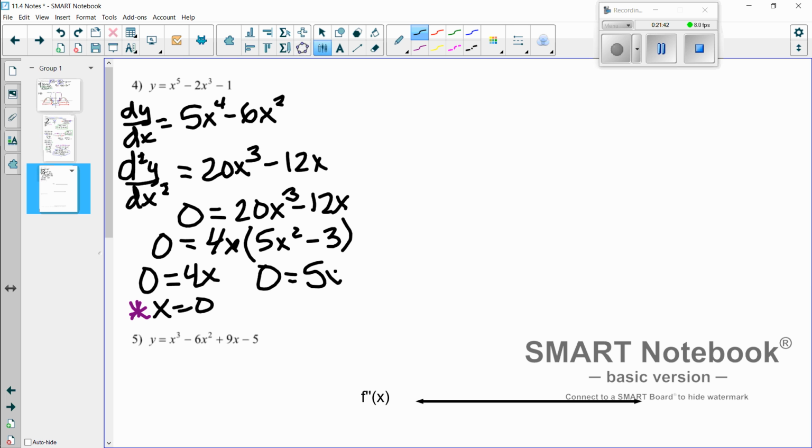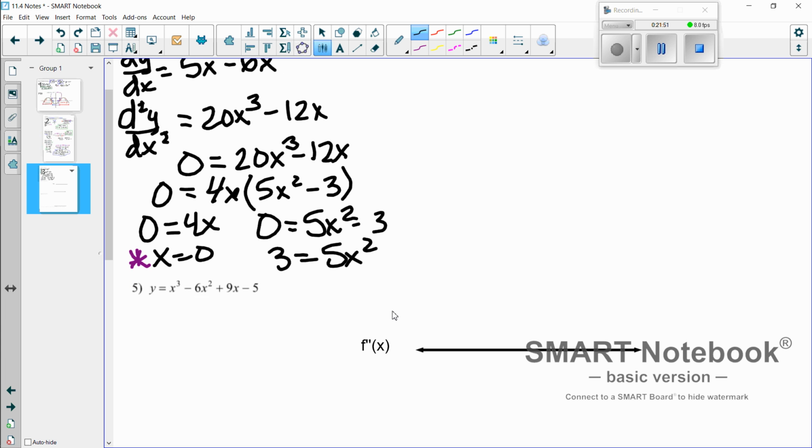So 5x squared minus 3. Now we're going to add 3 over, and I'm running out of room here a little bit, but we're going to divide by 5, right? So we're going to get x squared equals 3/5. Now, again, we still have to take that square root. So this is really similar to our last problem, okay? And we're getting x equals positive or negative square root of 3/5, okay?